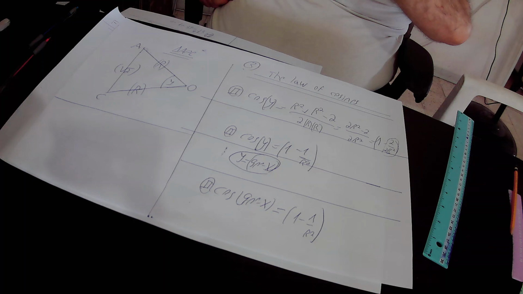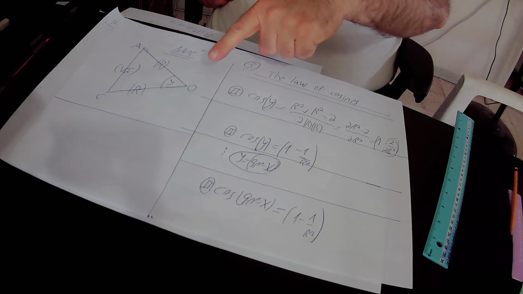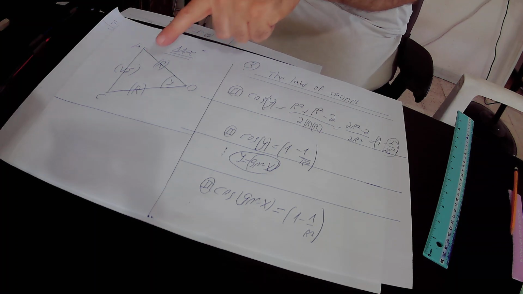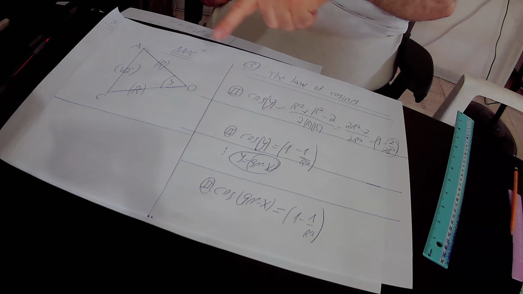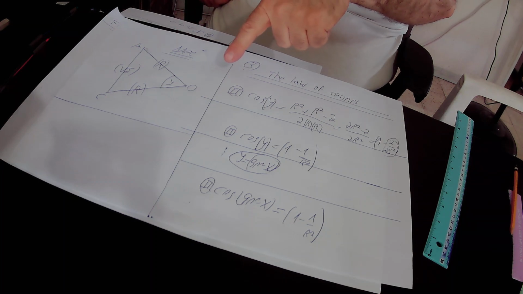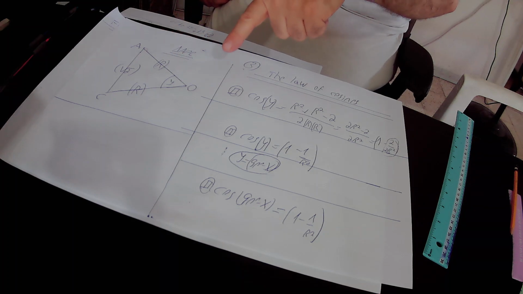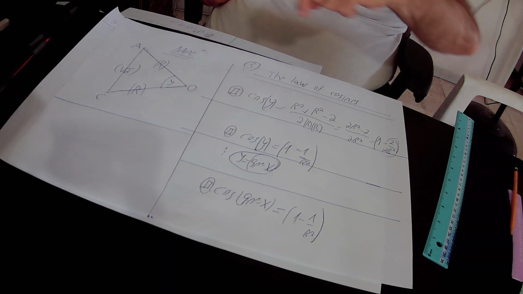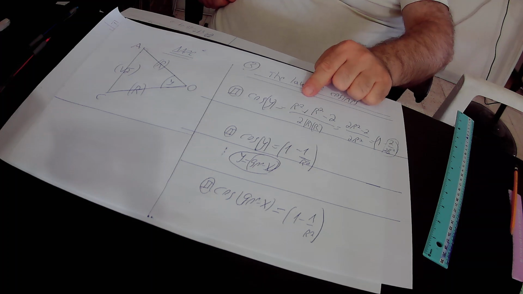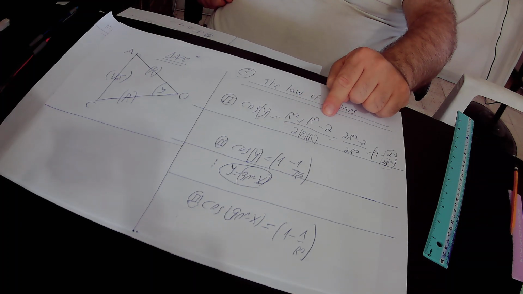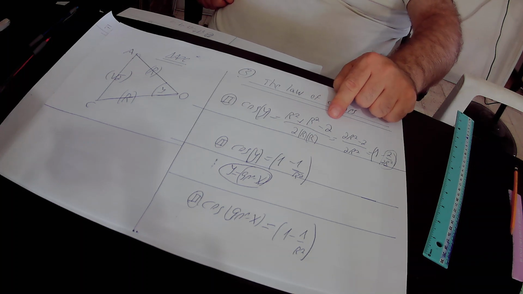In this triangle AOC, according to the law of cosines, cosine Y equals OA square plus OC square minus AC square over 2 times OA times OC. So cosine Y equals OA square. OA is R, therefore OA square is R square, plus OC square. OC is also R, therefore OC square is R square, minus AC square. AC is square root of 2, therefore AC square is square root of 2 squared, that is 2.